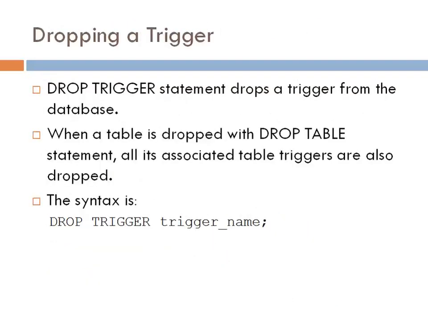So the last thing is dropping a trigger. Dropping a trigger is just like dropping a table, so you can use the drop trigger statement and it drops a trigger permanently from the database. When a table is dropped with the drop table statement, all its associated table triggers are also dropped. So you don't have to drop triggers individually when you are dropping the table. When you give a drop table command, all the related triggers will be automatically dropped.